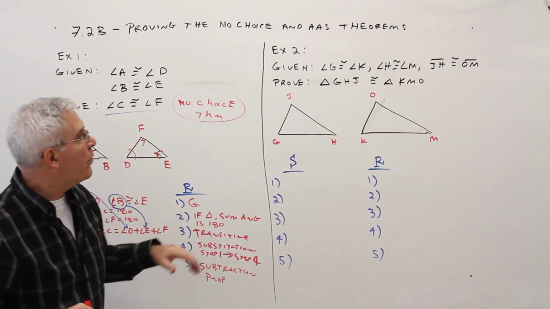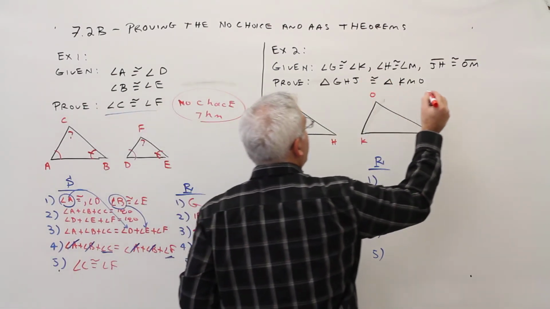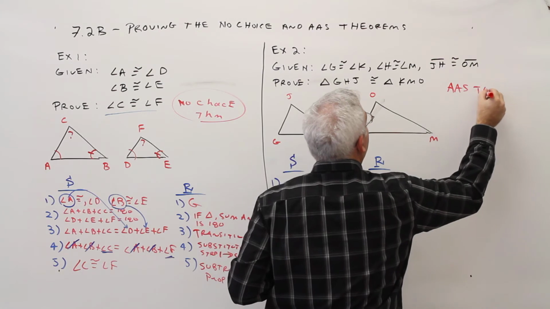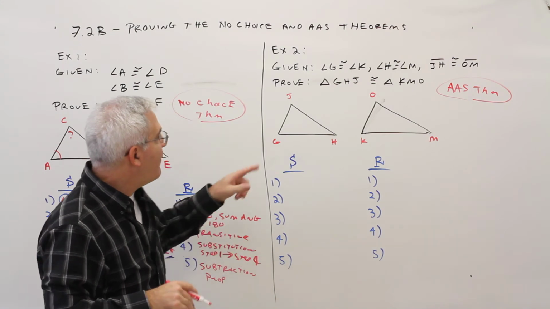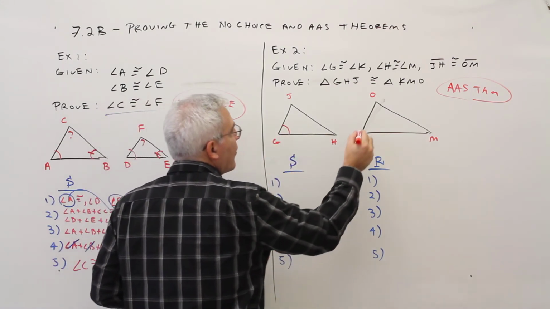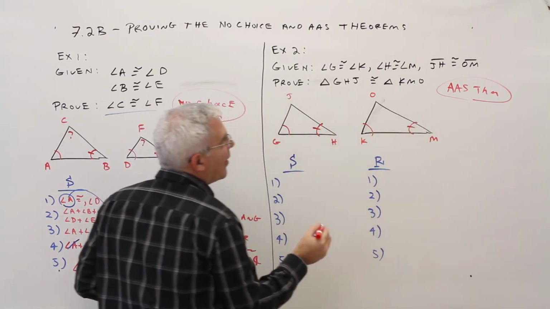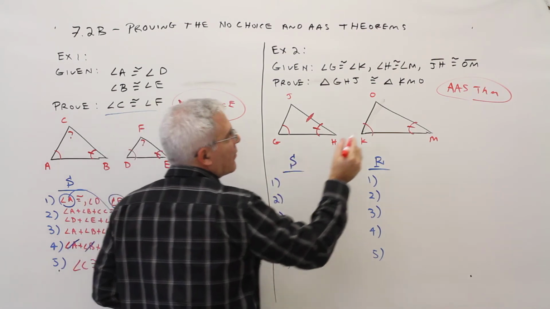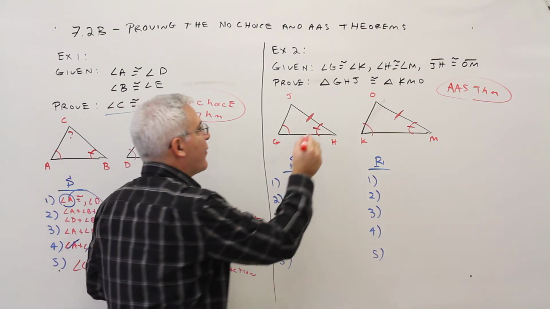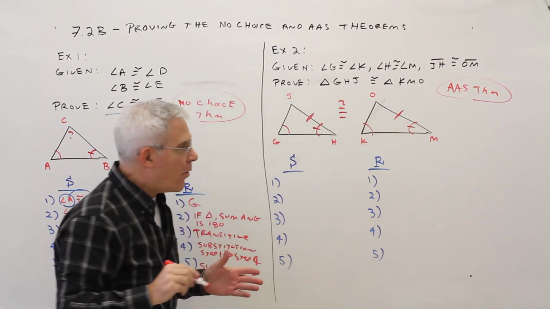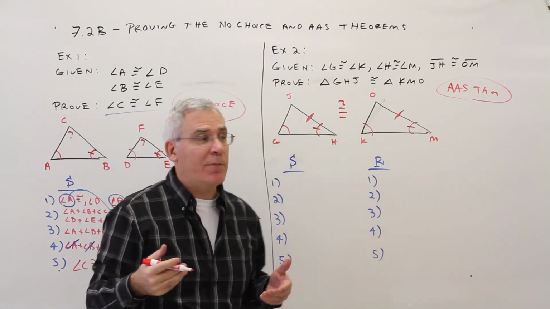Now, example 2, we're going to prove angle angle side. So basically prove angle angle side theorem. And once again, you can't use a theorem to prove itself. So given angle G is congruent to angle K, angle H is congruent to angle M, and JH is congruent to OM. Based on that, prove that the triangles are congruent. Okay. As I said before, this is secretly AAS in disguise, so that's going to be my logic.